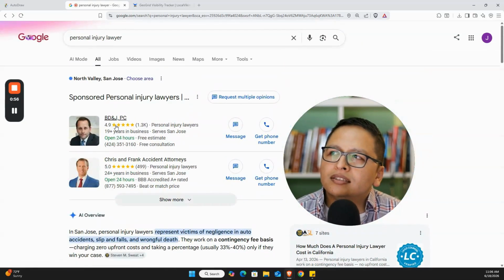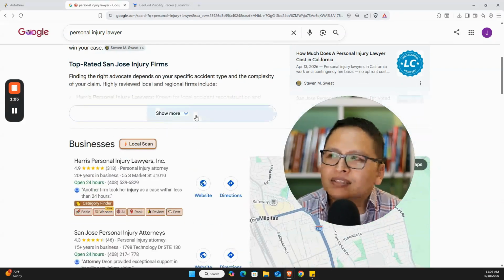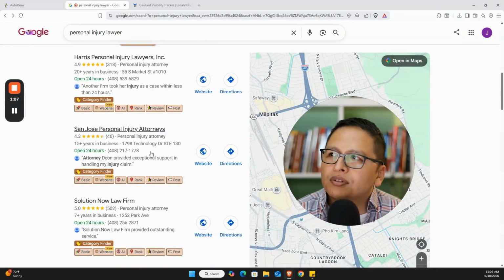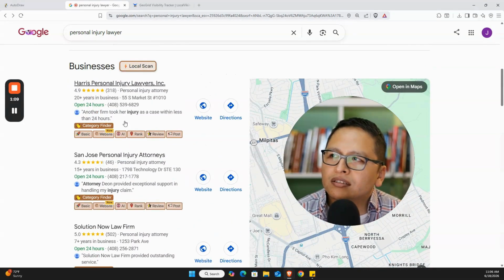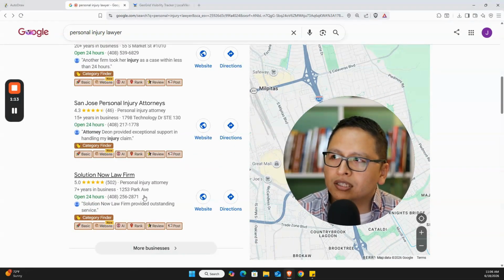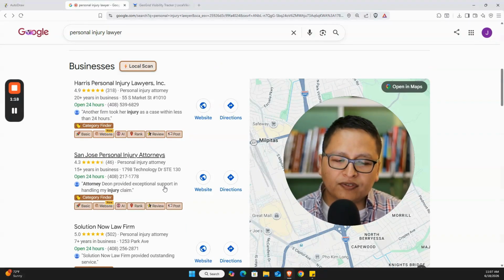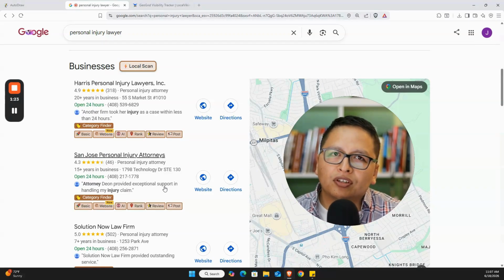This is a paid advertisement, so it's not really considered local SEO. This is the AI overview. Local SEO would be these results. These are the top three results that come up, and that's where your business profile could come up here. In one of the previous videos, I talked about certain things you could do as a beginner for your business to get more visibility.